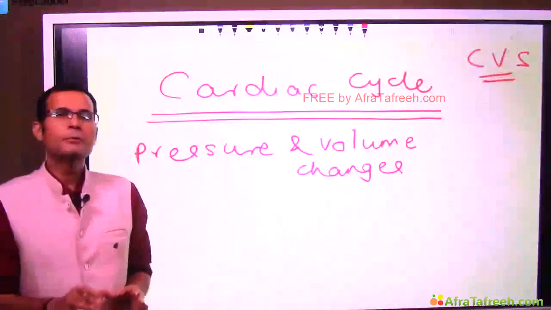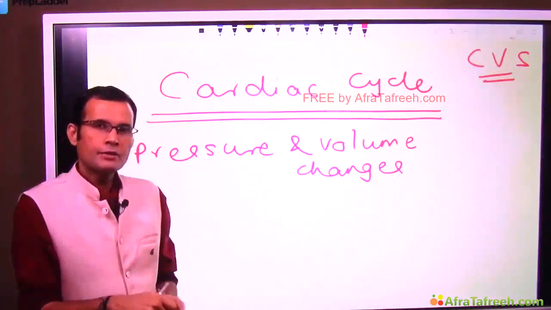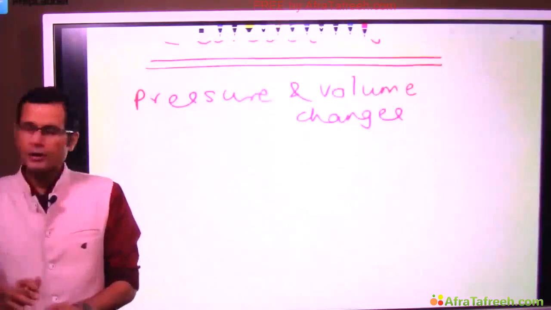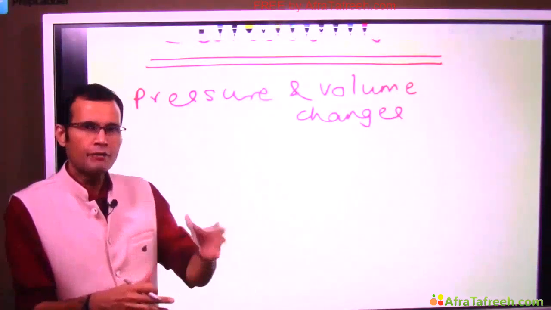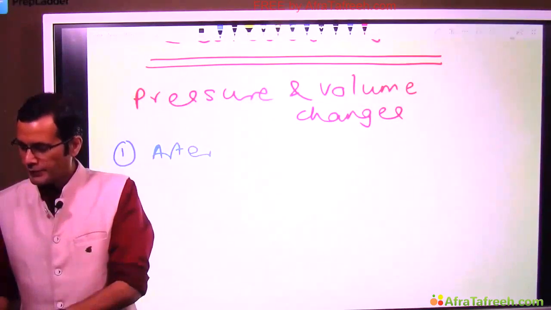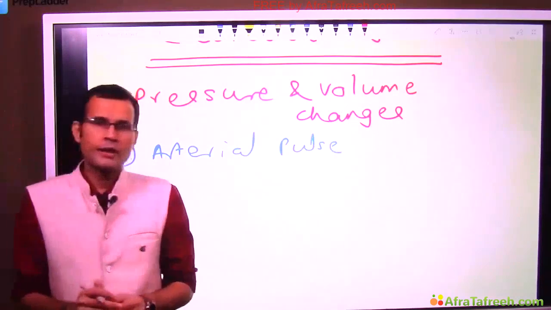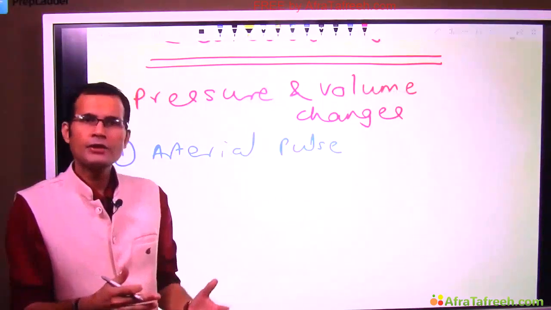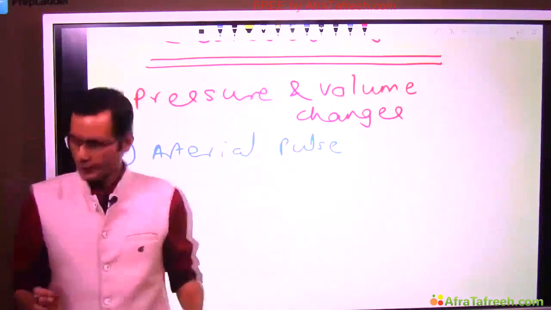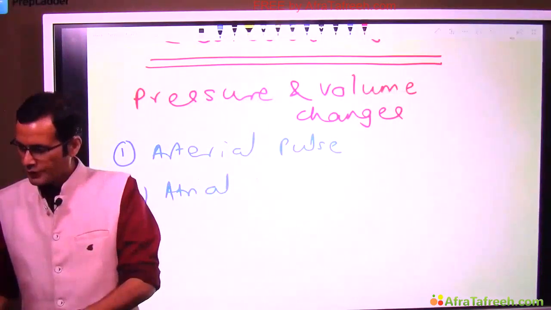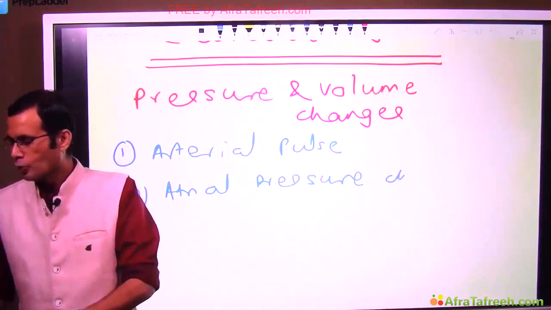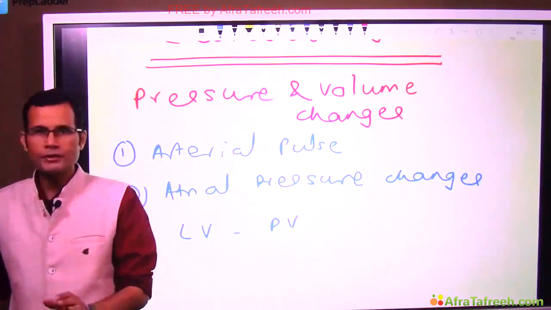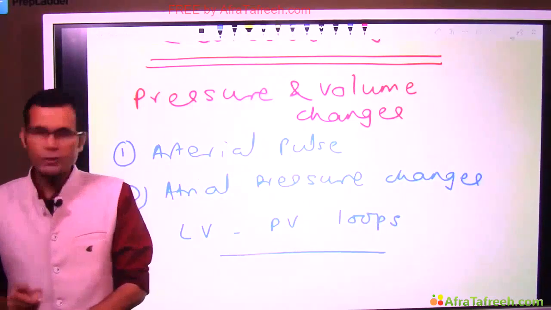So, we have discussed the events in the cardiac cycle. Now, the second section is the pressure and volume changes during a cardiac cycle. I will be describing pressure and volume changes at three different places. We will first see the arterial pulse. Why should I describe it here? It's because the pulse wave is generated because of the pressure changes in the cardiac chambers, and therefore it can be correlated well. Then atrial pressure changes as recorded over the JVP, and of course left ventricular pressure volume changes in the form of PV loops, as they are commonly known.